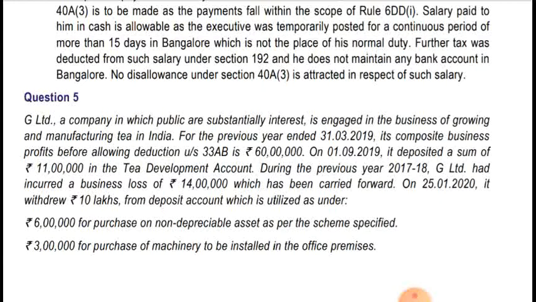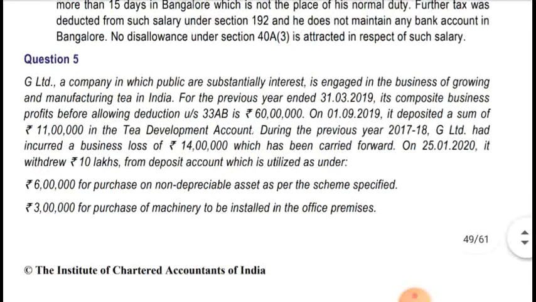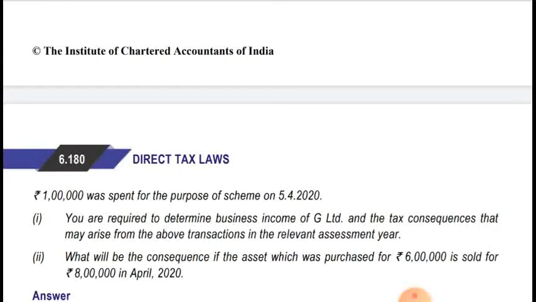So no disallowance will be there. 3 lakh was for purchase of machinery to be installed in office premises. In section 33AB it is written that if any amount is withdrawn and utilized for office appliances or office premises, it is not as per the scheme, so it will be disallowed, and the amount has already been allowed. So from 11 lakh, 10 lakh has been withdrawn, and 11 lakh was allowed. While computing the PGBP, the 3 lakh which has been utilized for a purpose other than the scheme will be taxable in the previous year 19-20, and 1 lakh was spent for the purpose of the scheme on 5th April 2020.